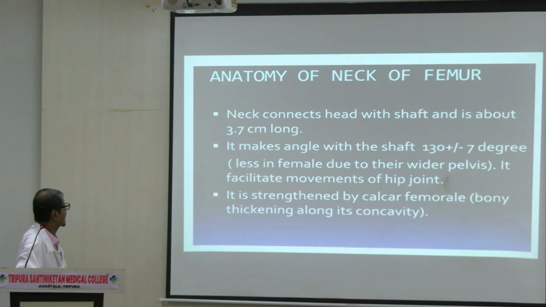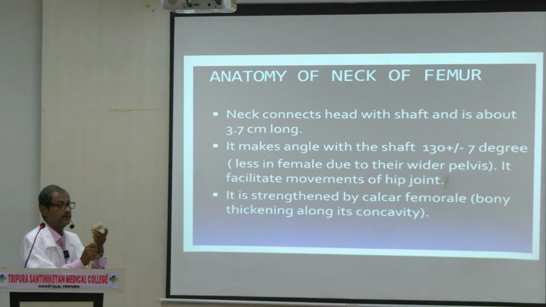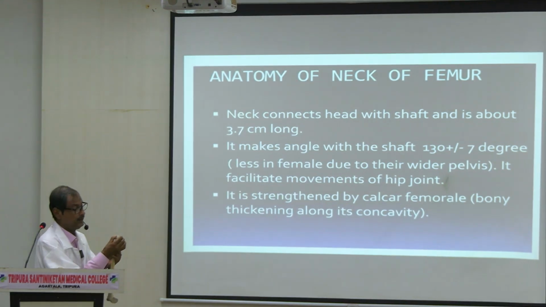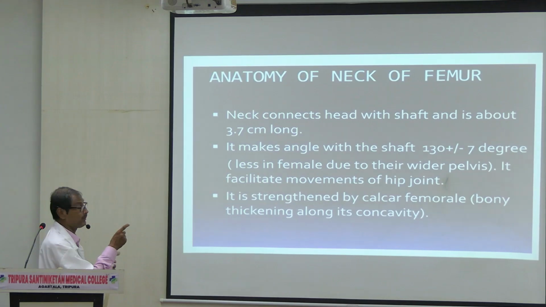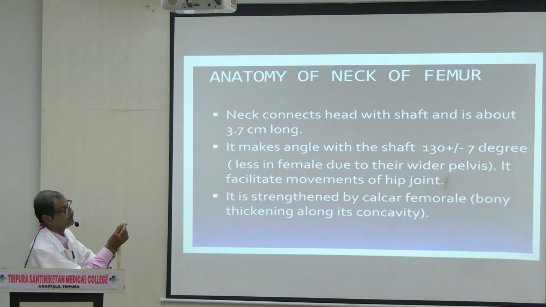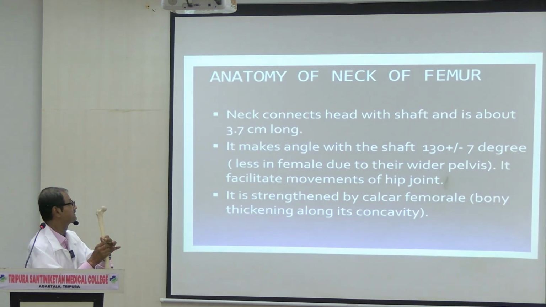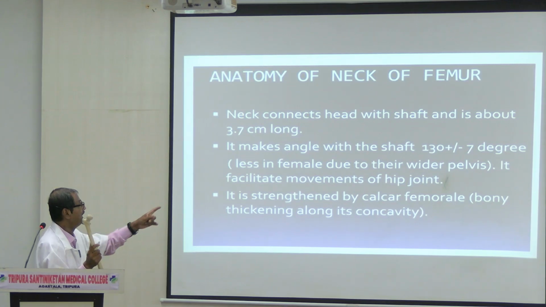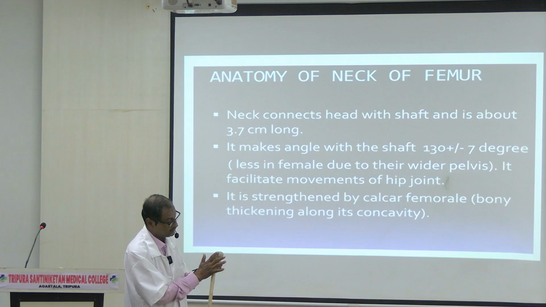So the anatomy of the neck: it connects the head with the shaft. This is the head, this is the shaft, this is the neck. It is about 3.5 centimeters long. Here it is less, because I think this is a female bone, so it is less. It makes an angle with the shaft, the neck shaft angle.